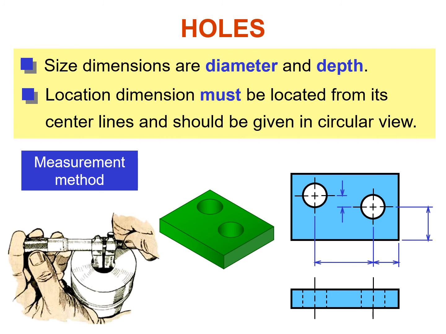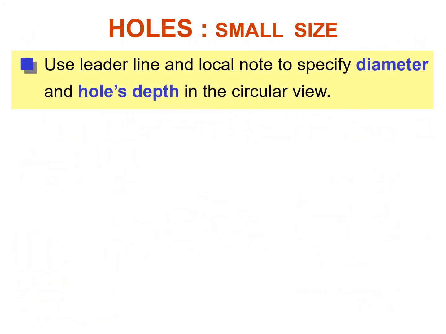Then hole size dimensions are the diameter and depth of the hole. These are the two features of a hole that we are interested in. One is the diameter and the other is the depth. And location dimension must be located from its central line and should be given in the circular view. Then again, we use leader line and local note to specify the diameter and the hole depth.